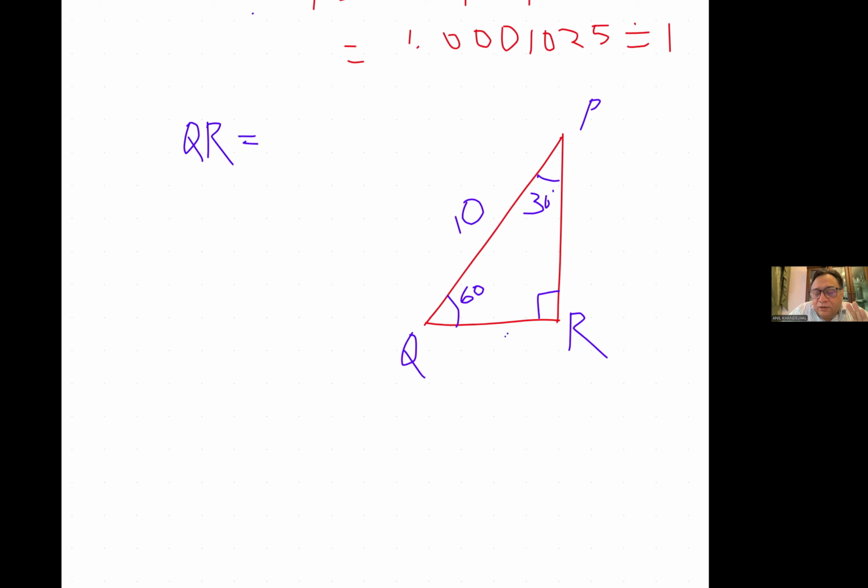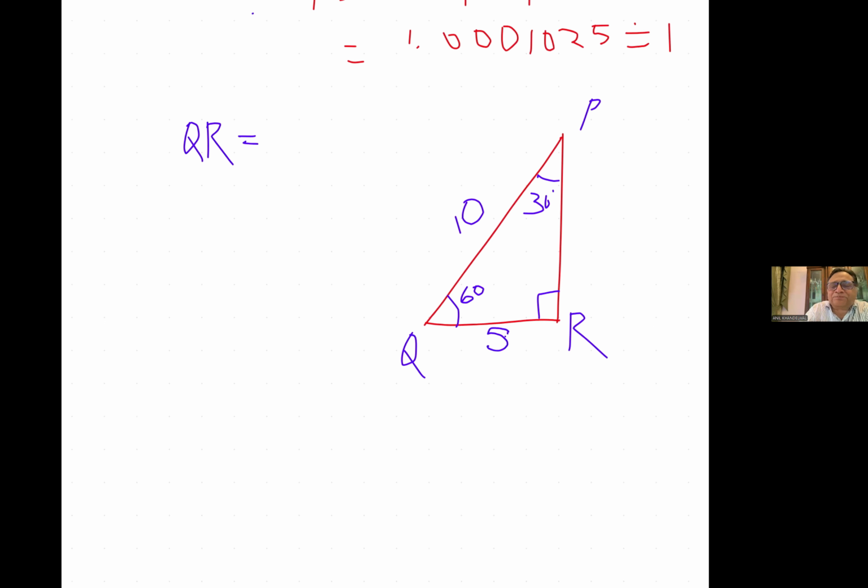Without any calculations, we did not use trigonometry, correct? We did not use even the Pythagoras theorem. And we got a result. That is how efficiently we can now solve right triangles. That's the mastery, right?